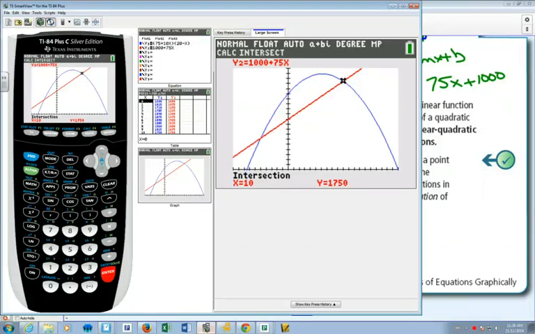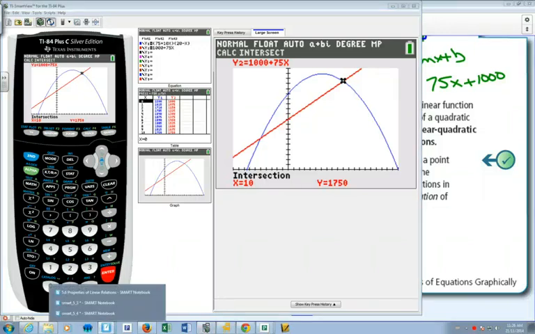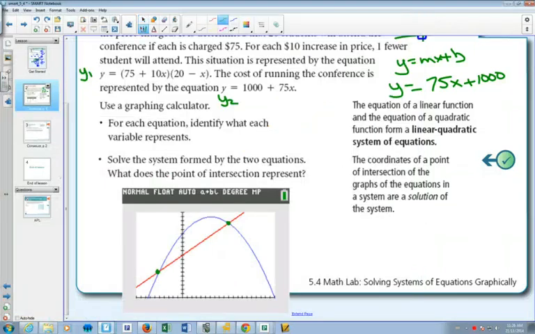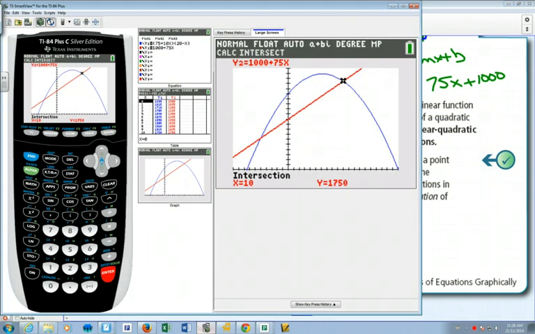So there it says that at 10 and 1750, that is the first time that they intersect. It means if 10 people come, the cost of the conference and the cost to rent the place, the money you're getting in and the money you have to spend, you'd break even, you'd be happy. Okay? Let's look at the second place where they intersect.